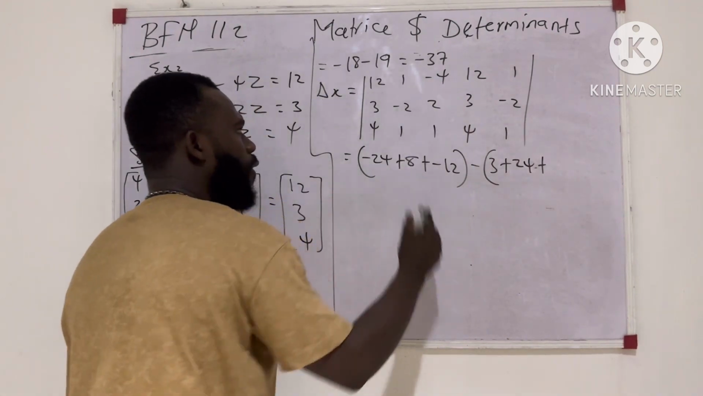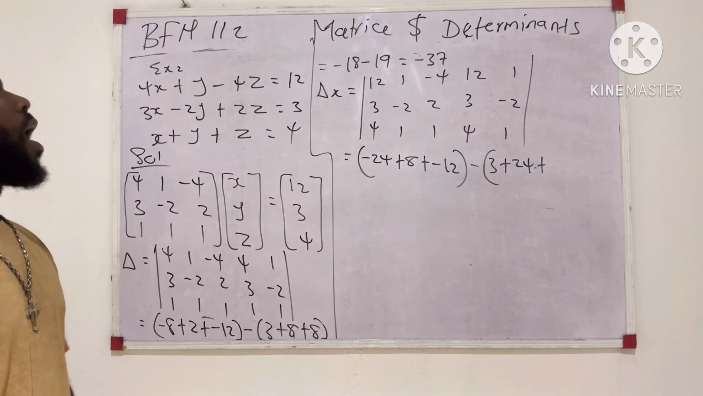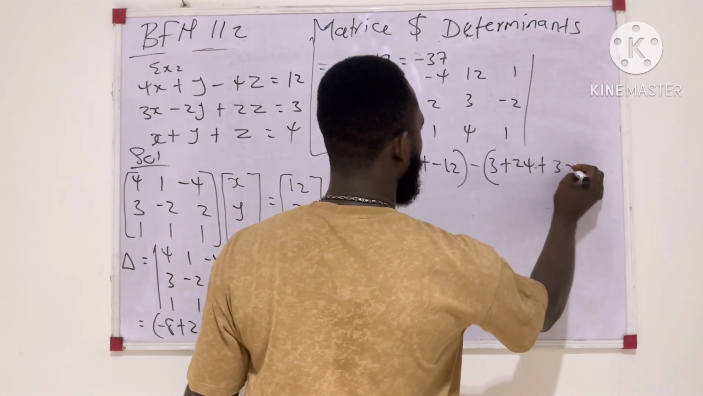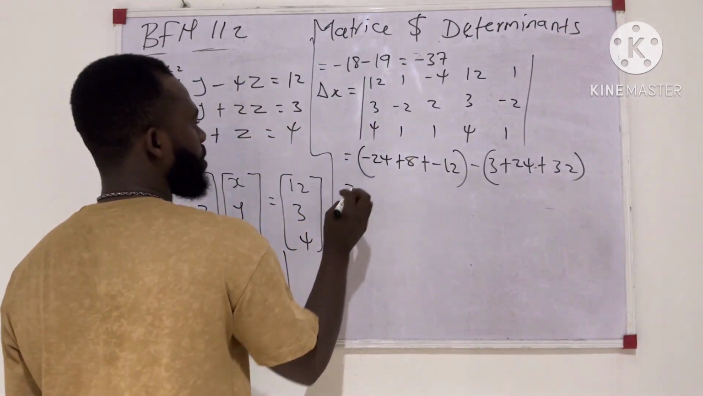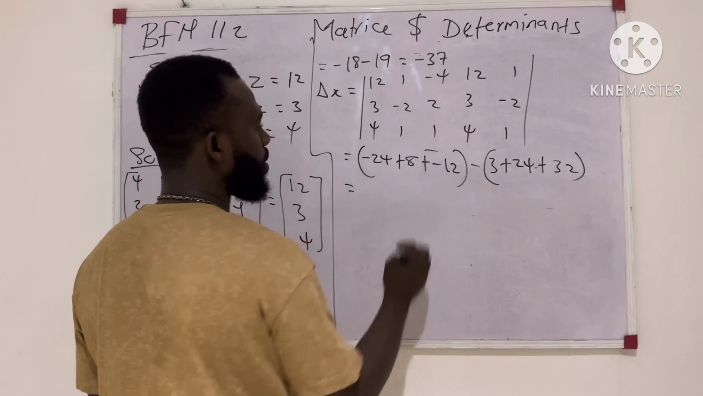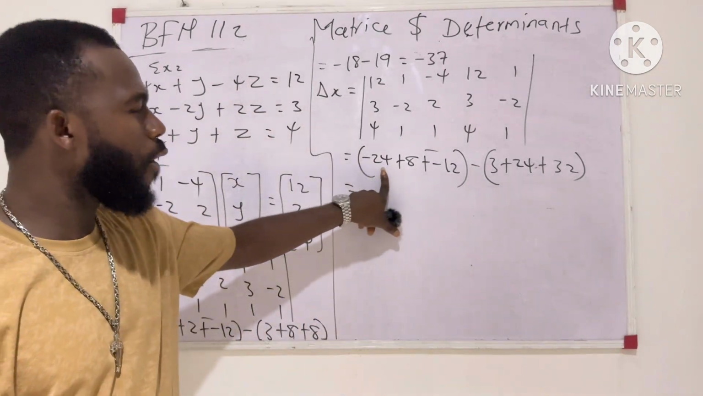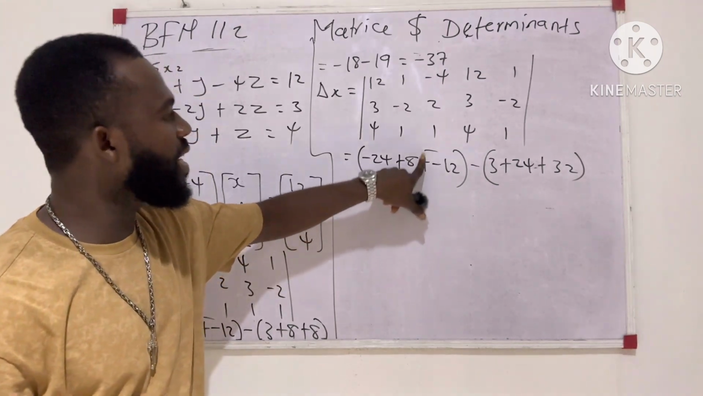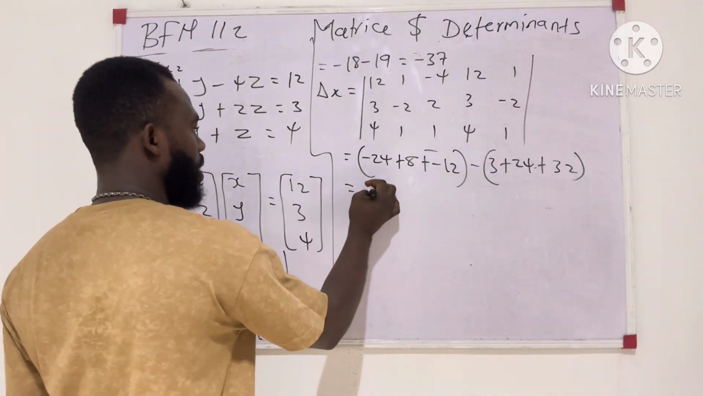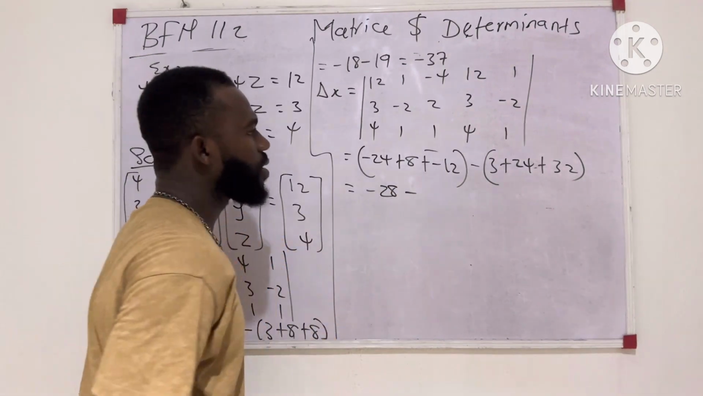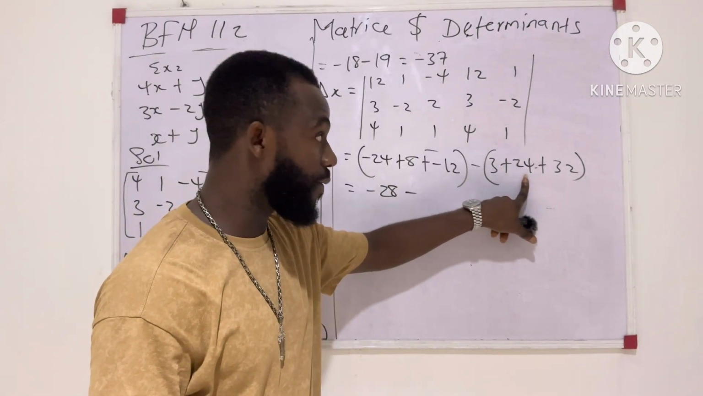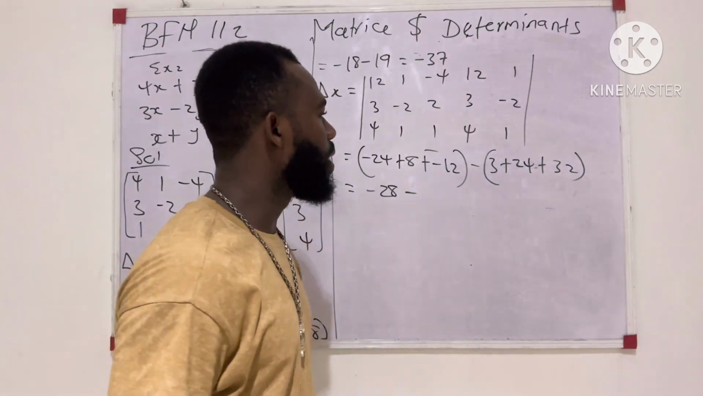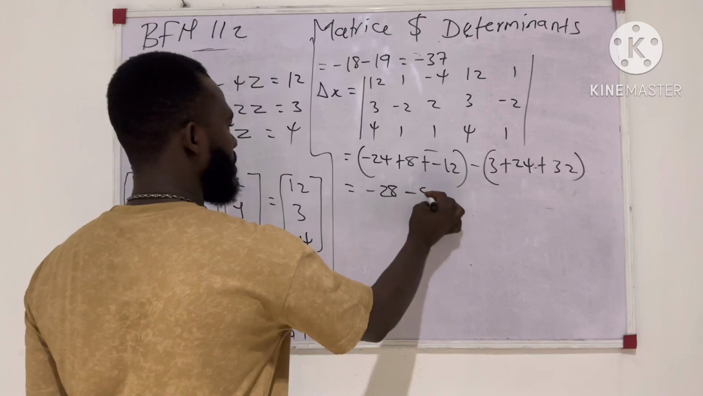24 plus minus 4 times minus 2 gives us positive 8, and 8 times 4 gives us 32. Alright, so here becomes plus times minus gives us minus. So now minus 24 plus 8 gives us 16, sorry, minus 16, and minus 16 minus 12 gives us minus 28. Minus 3 plus 24 gives us 27.